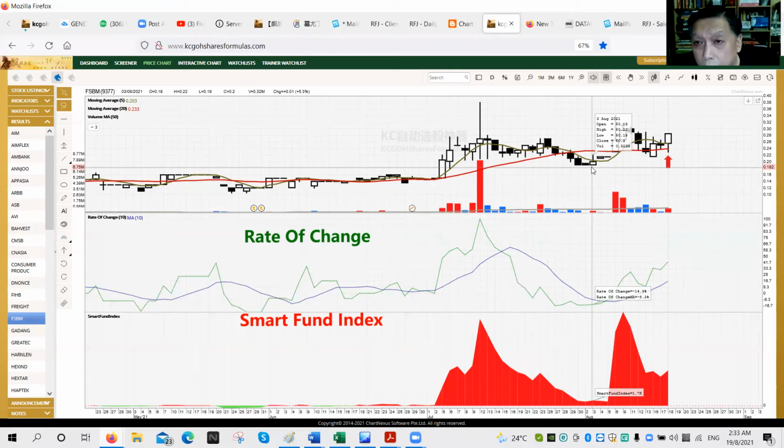The obvious day will be on August the 3rd. August the 3rd, you can see the white candle coming out already. That means the price actually has already turned up. So we close at 0.20, and the rate of change has already moved, curving up.